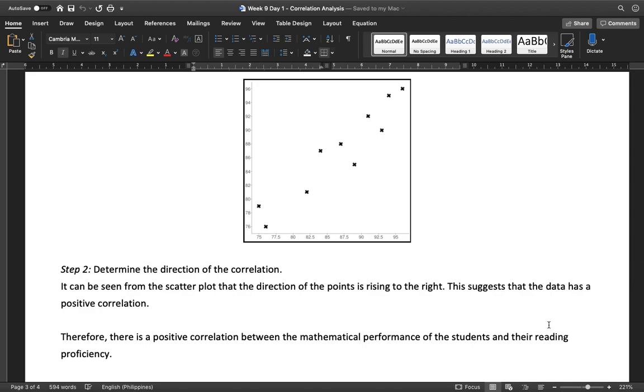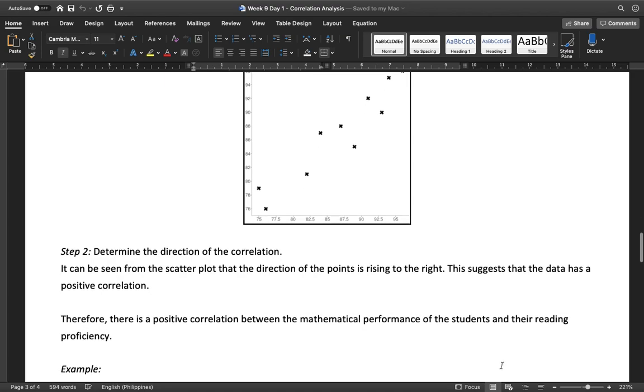Pag tumaas daw yung mathematical performance, mataas din si reading proficiency. And the reverse is also true. Pag mababa daw si mathematical performance, mababa rin yung reading proficiency. And take note, these are just observations. We are not saying na because of mathematical performance, naapektuhan yung reading proficiency. They're just a relationship, but that doesn't imply any causation.